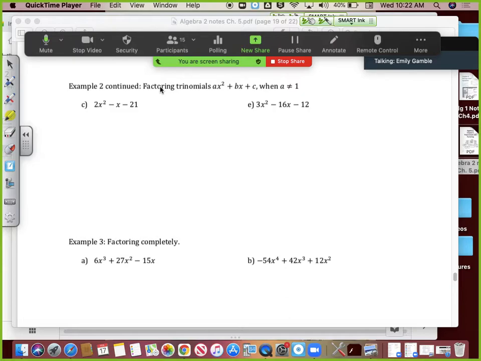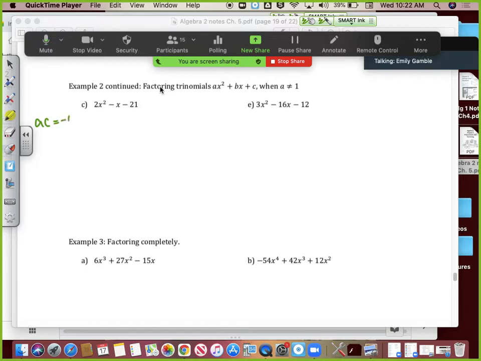So once you're done with that, the next thing you should do is look at the A number and the C number and multiply those 2 numbers. So I mean multiply 2 times negative 21. Once you get that number, that's what you're trying to multiply to be, but at the same time add to be the middle number. So I'll start this off for you and then hopefully you can finish it out. 2 times negative 21 is negative 42.